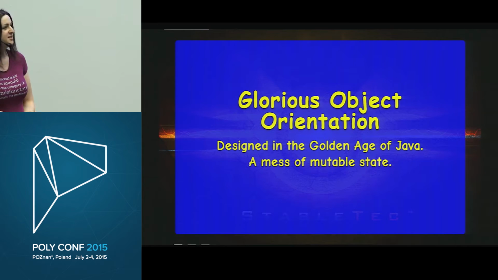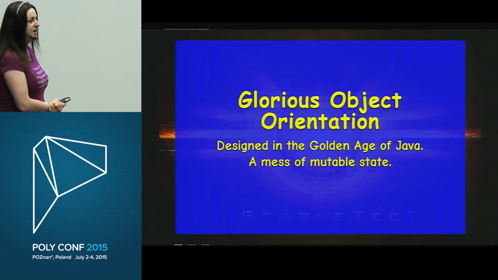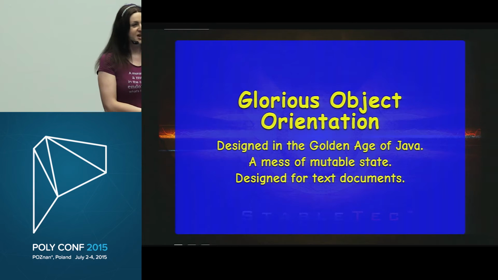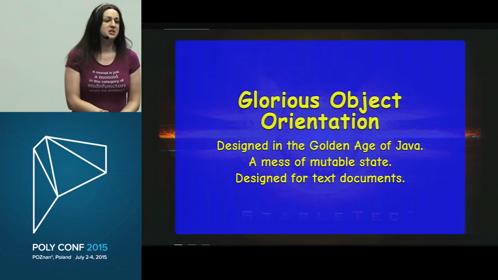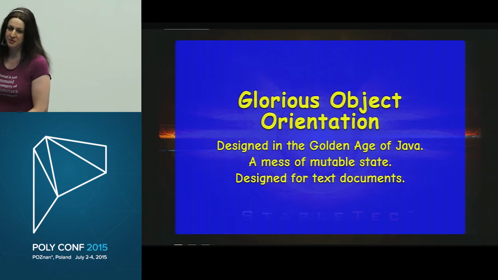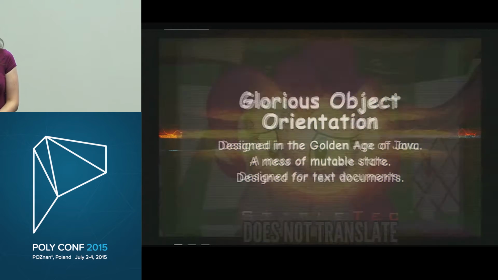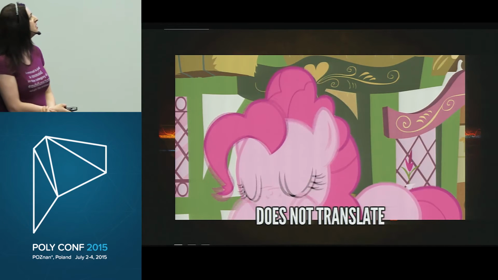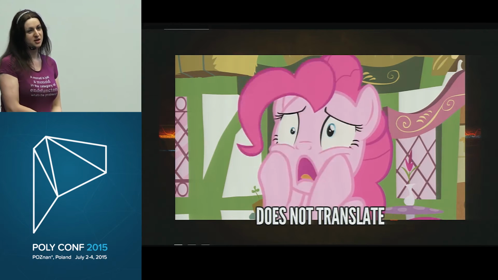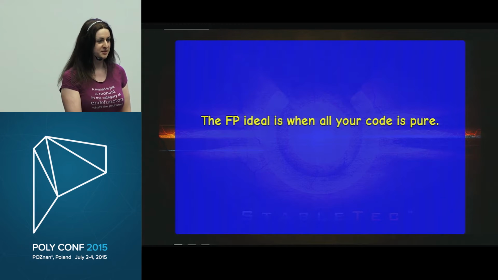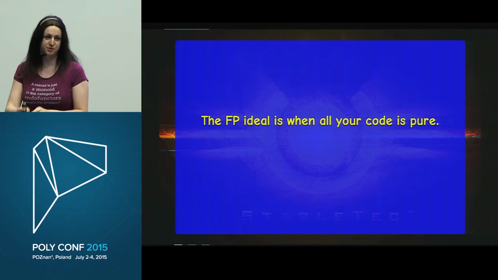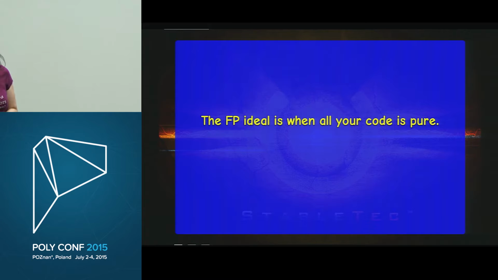It was designed for text documents. It grew into something that you now actually build very rich interfaces with. But the problem is it doesn't translate very well to functional programming, because in functional programming, ideally, all your code is pure. Pure means that your functions don't cause changes outside of the functions themselves. They take input and they return output, and they don't depend on anything else in the universe.